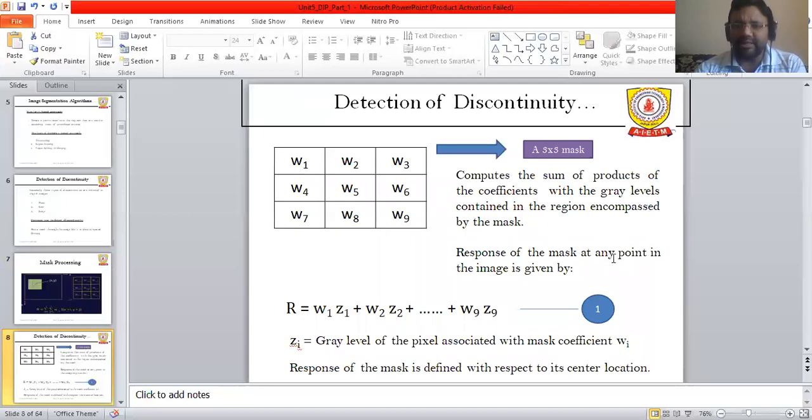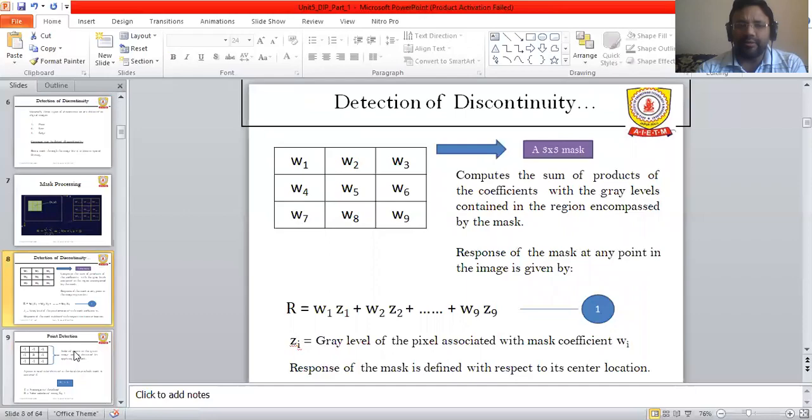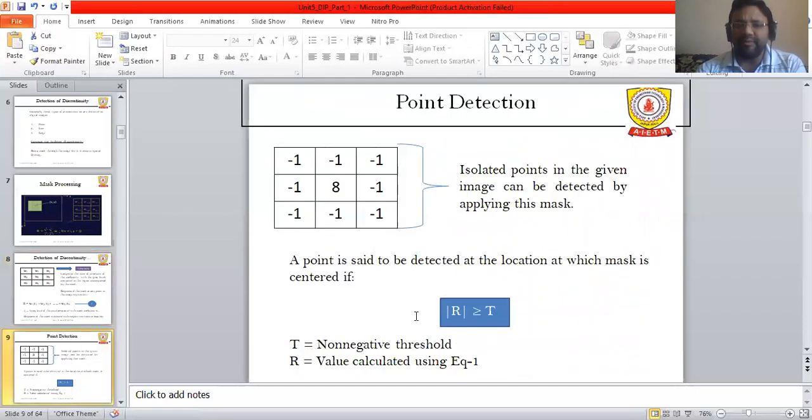The response of the mask at any point in the image is given by W1Z1 plus W2Z2 and so on up to W9Z9, because we take a 3 by 3 dimension of the mask and the given sub-image. Here Zi is the gray level of the pixel which is associated with mask coefficient Wi. The response of the mask is defined with respect to its center location.